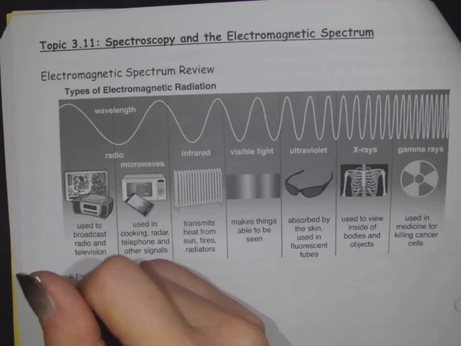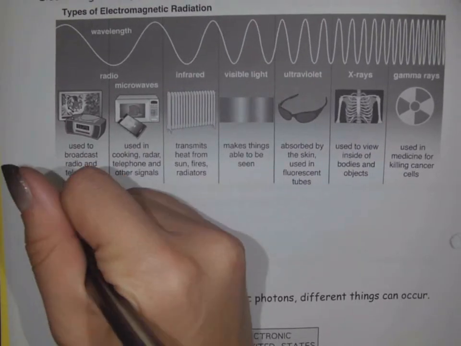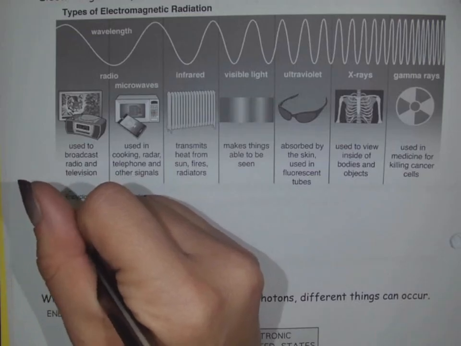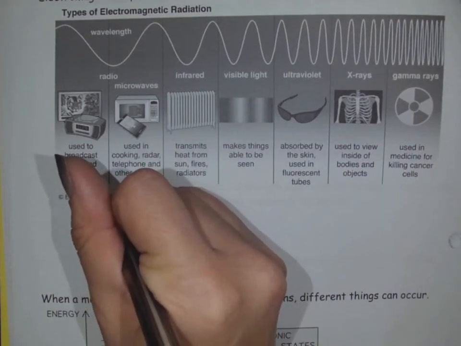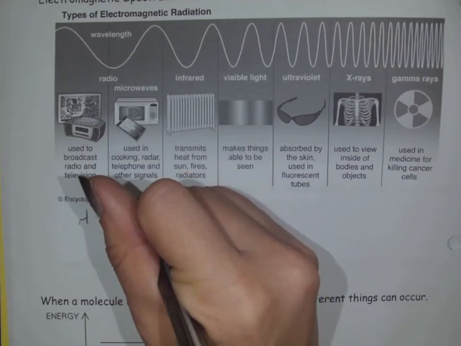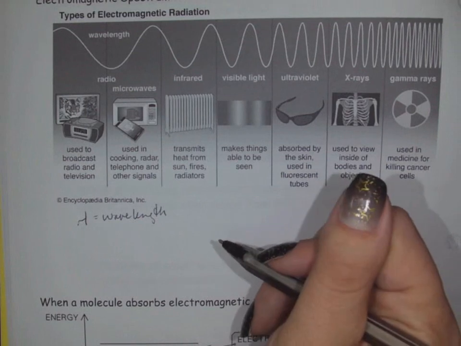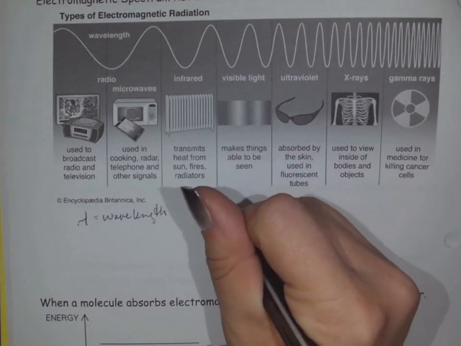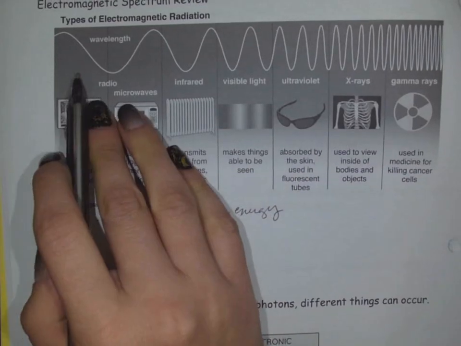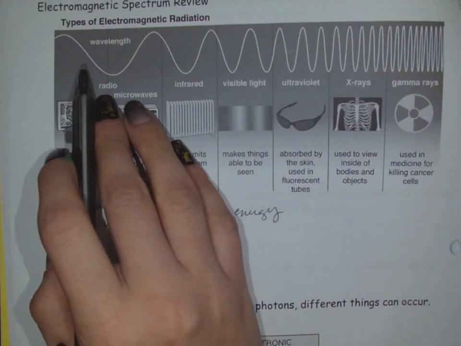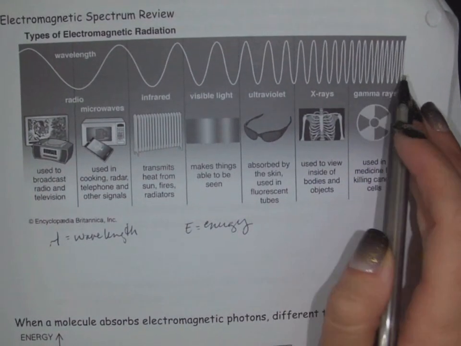Okay? And here's our symbol for wavelength. You'll see this in the equations in just a moment. So wavelength has an inversely proportional relationship to energy. So when our wavelengths are really big, that's when our energy is low. And when our wavelengths are really small, that's when our energy is big.